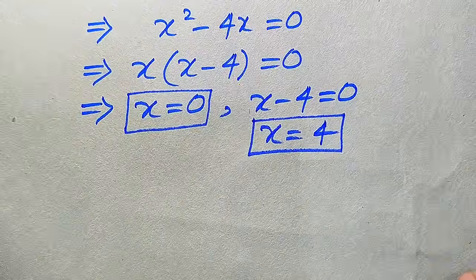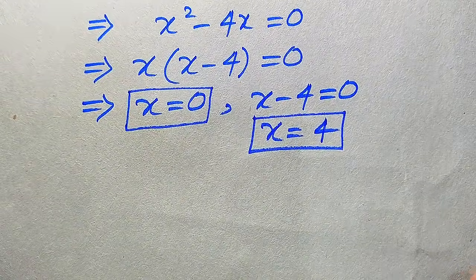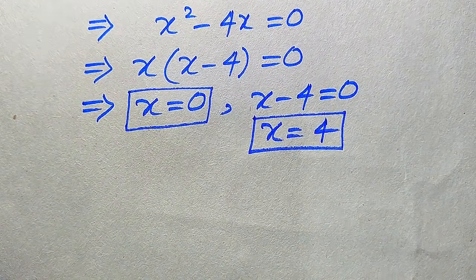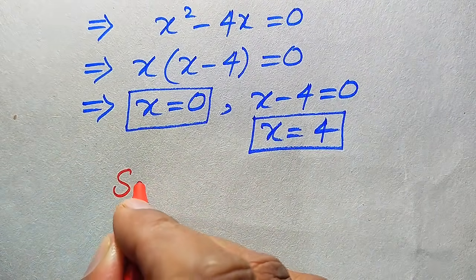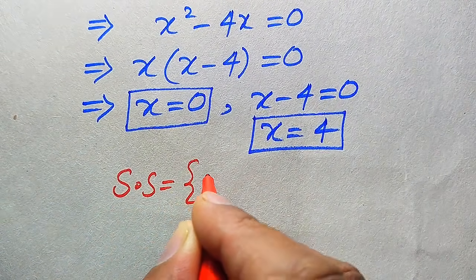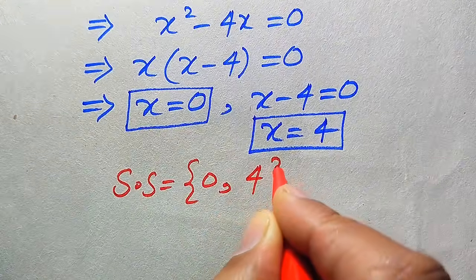So in the second method we again get these two roots of the given equation, and in the first method we already verified that both of these two values satisfy our given question statement. So we conclude that the solution set of this problem is 0 and 4.